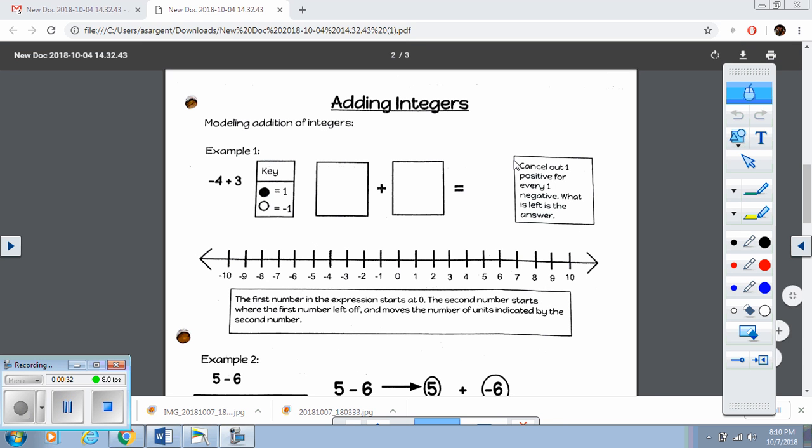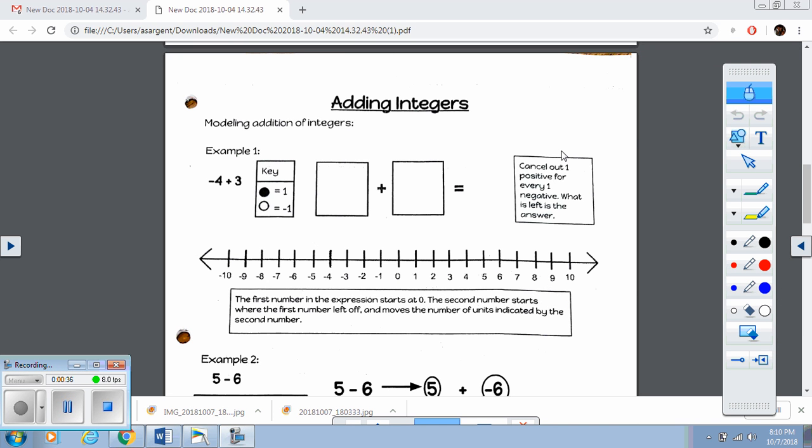Most of us got to this page on Friday. I'm just going to go through it again so that we can be starting on the same page. Sometimes you forget stuff over the weekend. Alright, so we're looking at this adding integers page, and the first model is the model with counter chips. You have the counter chips in the bucket on your table, so feel free to use those at any time.